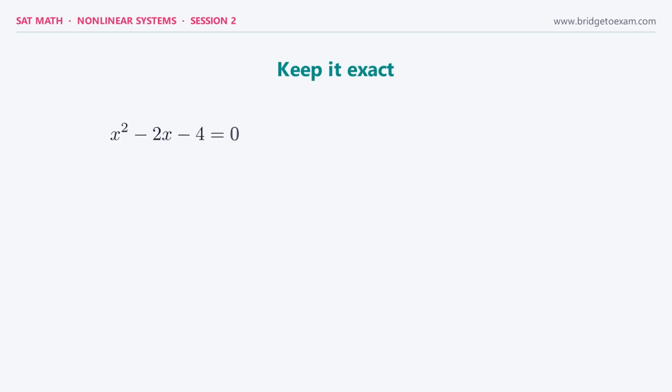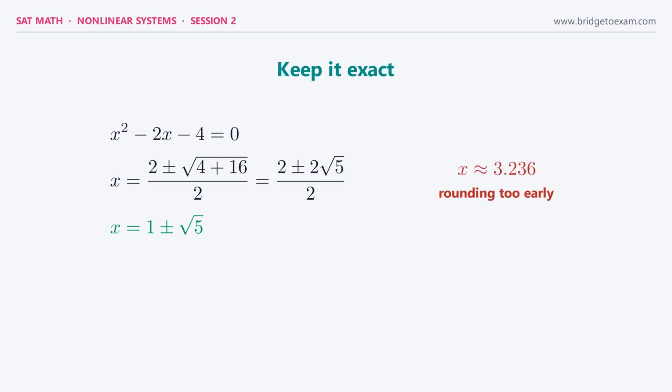One last habit, and it matters more than it looks. Not every quadratic factors nicely. If you substitute and land on x squared minus 2x minus 4 equals 0, that will not factor over the integers. Use the quadratic formula, and you get x equals 1 plus or minus the square root of 5.